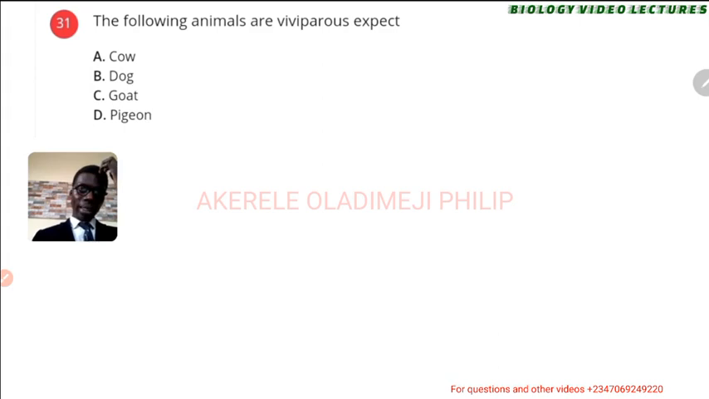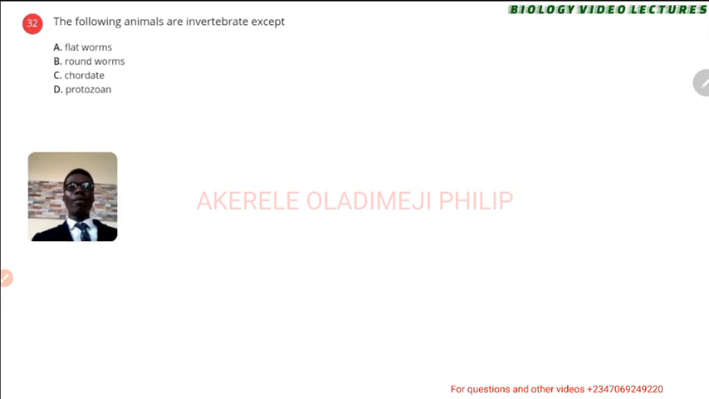The following animals are viviparous, except. Viviparous means animals that give birth to their young ones alive. It says except pigeon, which is oviparous, which lays eggs. So these other ones are all viviparous, they give birth to their young ones alive. The following animals are invertebrates, which means without backbone, except what? Flatworms don't have a backbone, roundworms don't have a backbone, protozoa don't have a backbone, but chordates, at least most of the chordates, have backbones. So the answer is C.